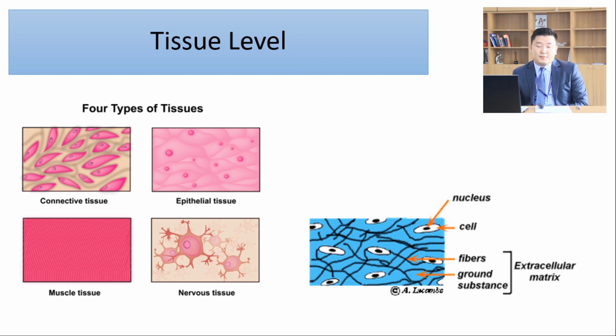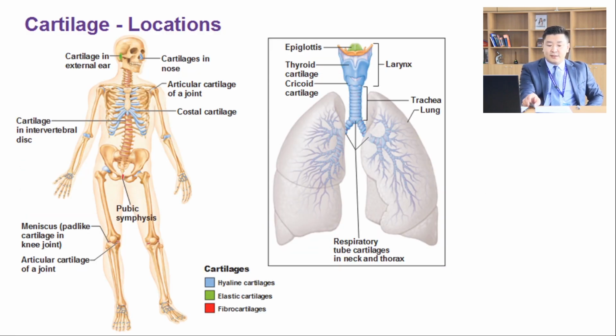Epithelial tissue lines the outside of your body, like your skin, and the inside of blood vessels. Nerve tissue transmits electric signals, also known as impulses, throughout the body. Muscle tissue allows movement inside and outside the human body. As an example, we look at cartilage connective tissue.